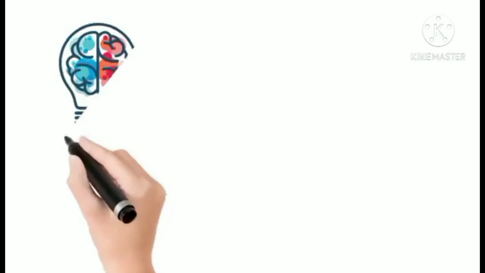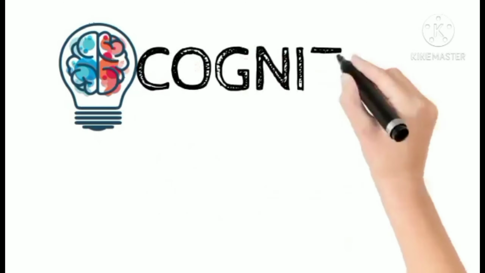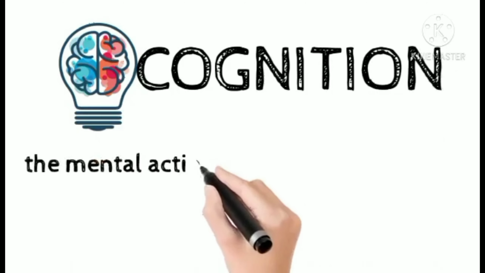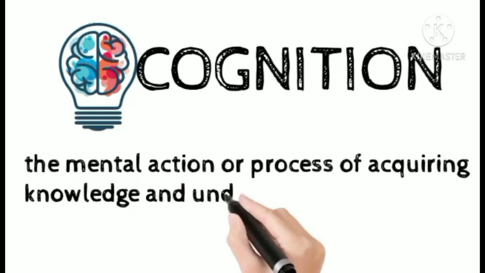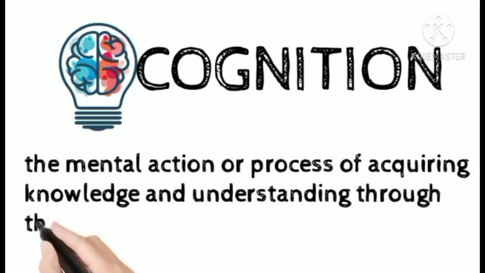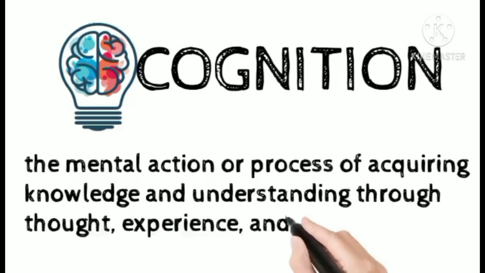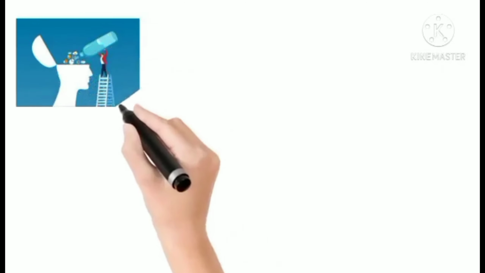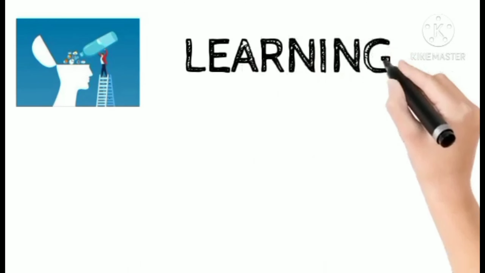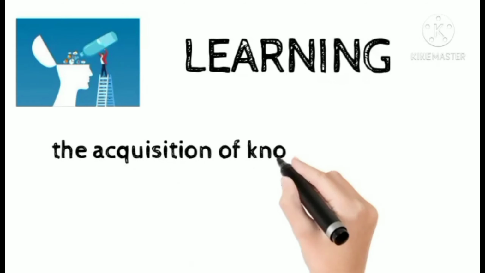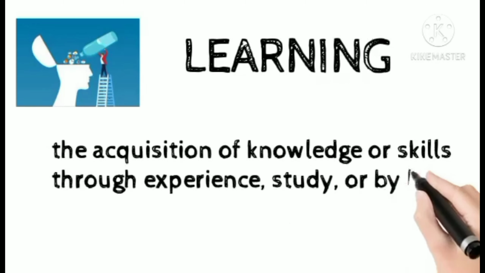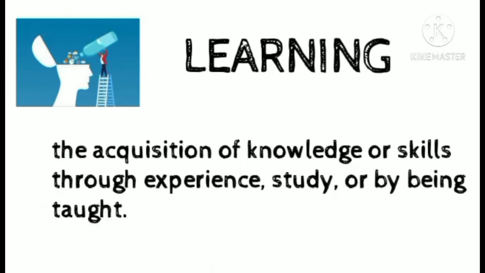But first, let's define cognition. It is the mental action or process of acquiring knowledge and understanding through thoughts, experiences, and the senses. The other one is learning. It is defined as the acquisition of knowledge or skills through experience, study, or by being taught.